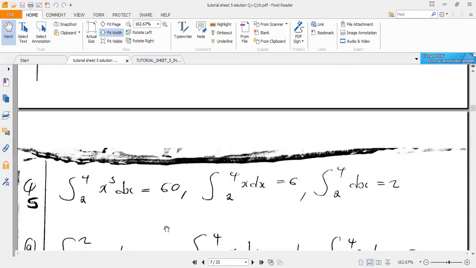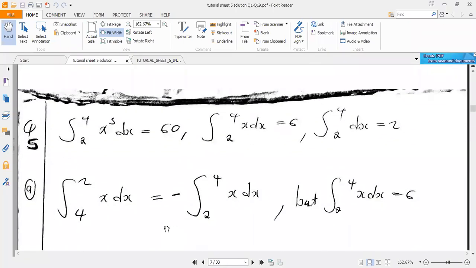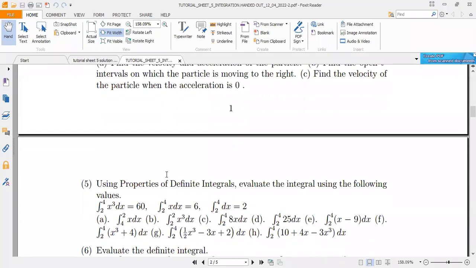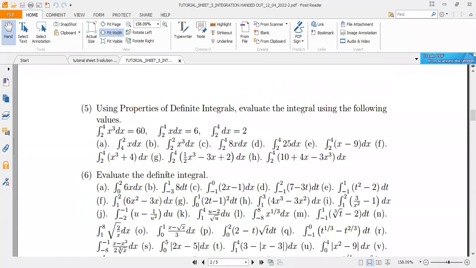We proceed to question 5, which I feel was very much easy. All right, so question 5, we go to the tutorial sheet, it is saying, using properties of definite integrals, evaluate the integral using the following values.